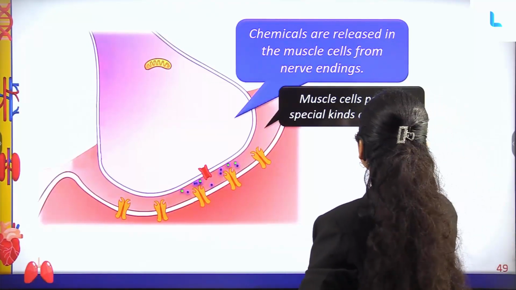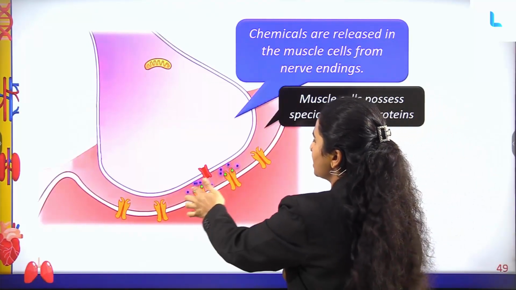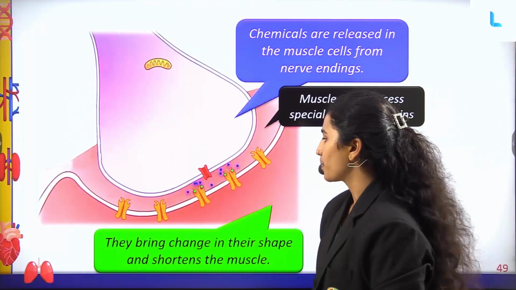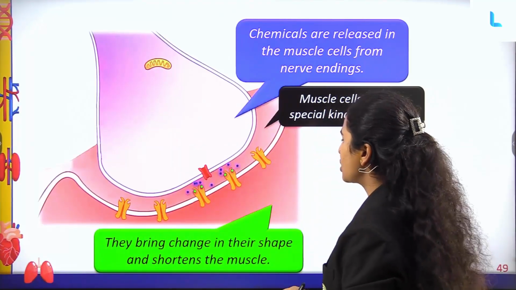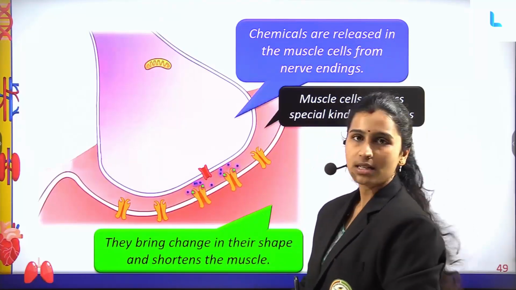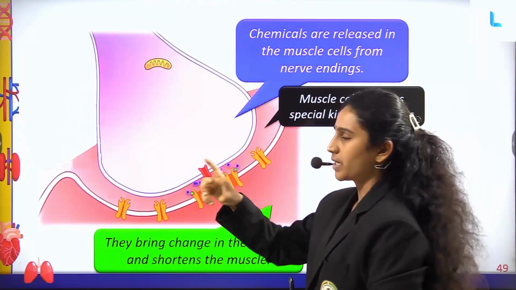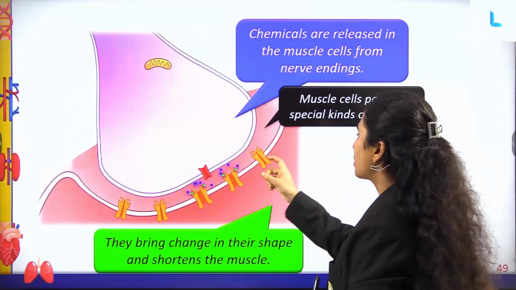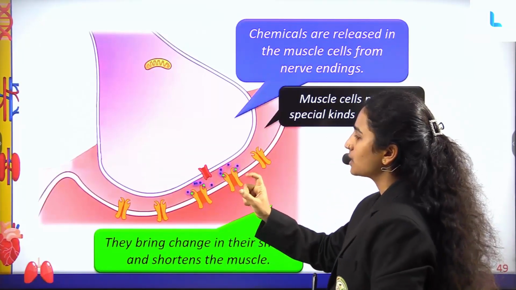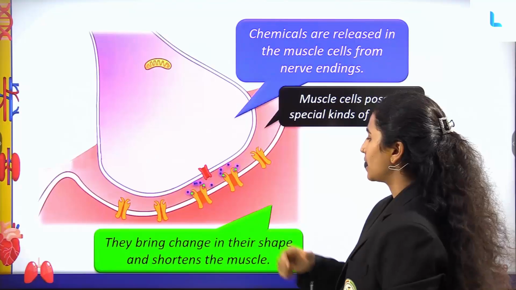Now muscle cells possess a special kind of protein. These proteins bring a change in their shape and they are going to shorten the muscle. So to capture the impulse, they are going to shorten themselves. So this is how contraction will take place.